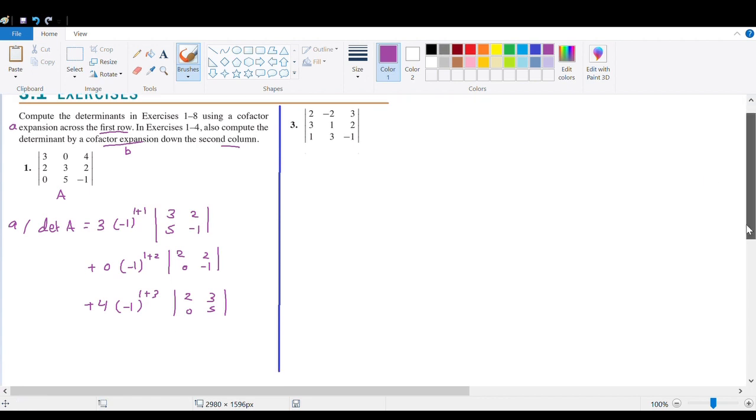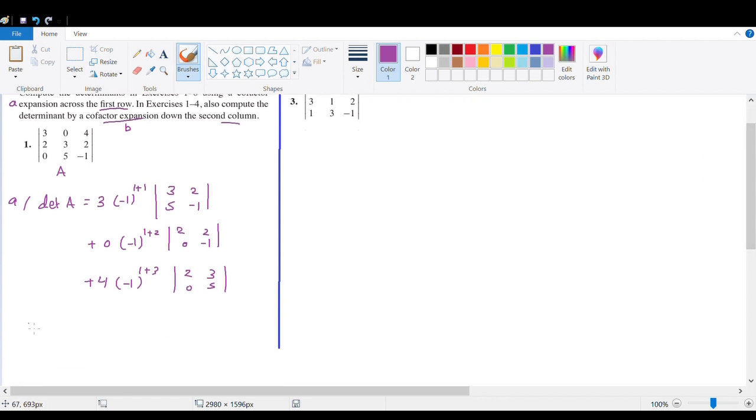Now we are just left with the calculation. -1 to the power of 2 is 1, so 3 multiplied by the determinant of this matrix: 3 multiplied by -1 is -3, and 5 multiplied by 2 is 10, so -10. Then the second one is plus 0. Then the third one: 4 multiplied by -1 to the power of 1 plus 3, which is 4. So -1 to the power of 4 is 1.